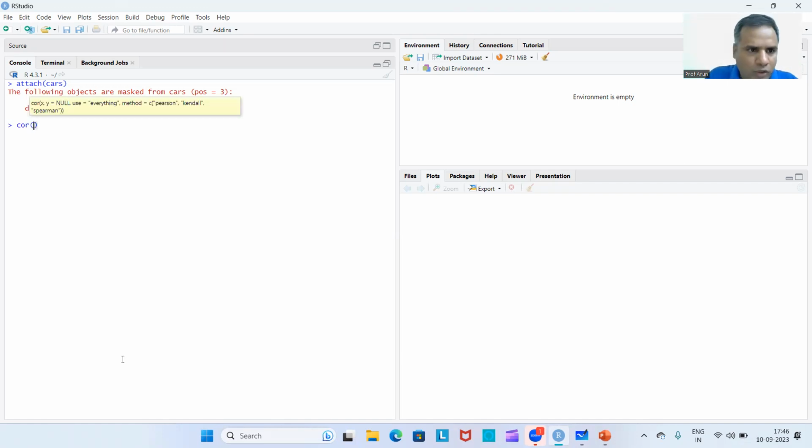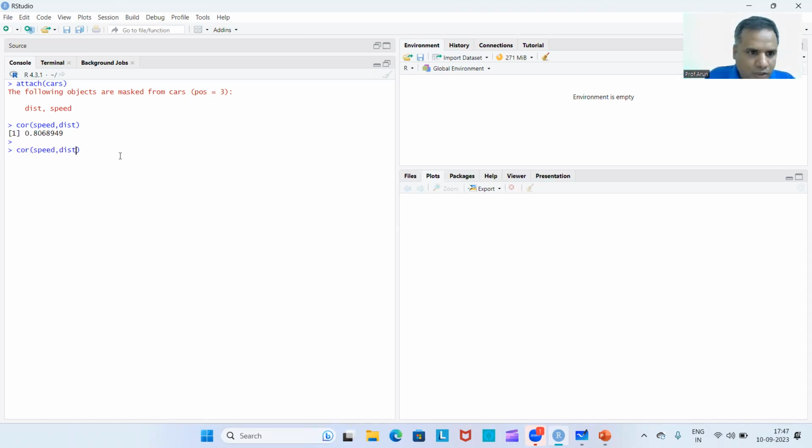If I simply type cor and then speed, dist, you just have to remember, if the file says dist, you need to write dist. Don't write distance, otherwise it is going to show an error. If you press enter, the correlation between distance and speed is 80%, which is a very high correlation. Any correlation above 0.70 is a decent correlation. We say it has a strong positive correlation.